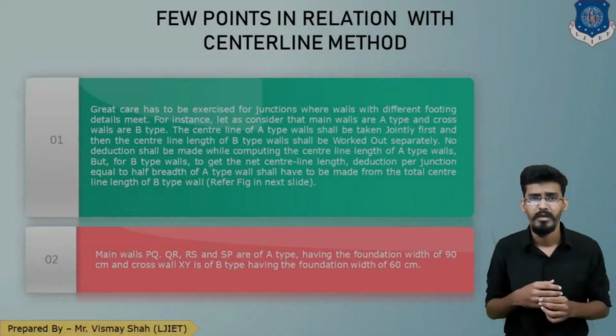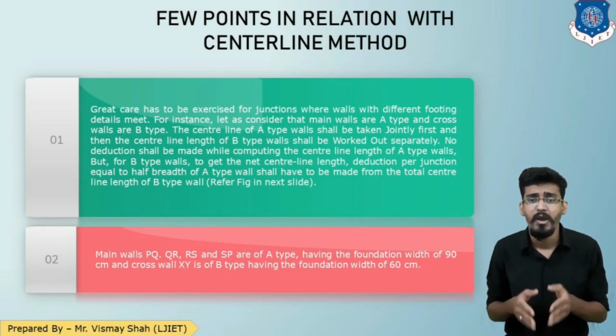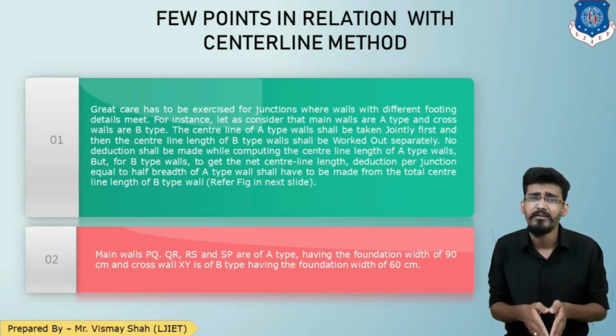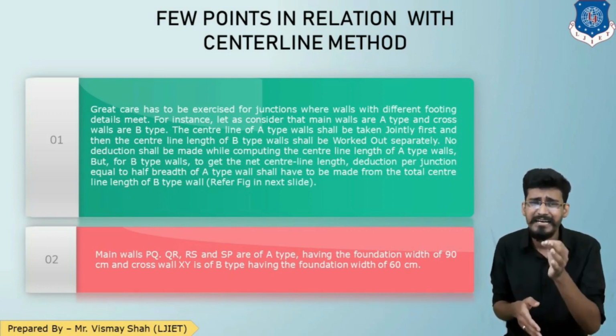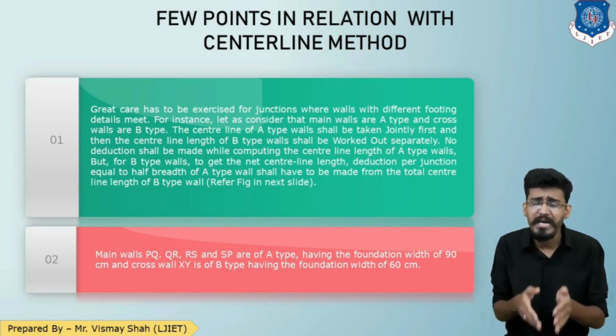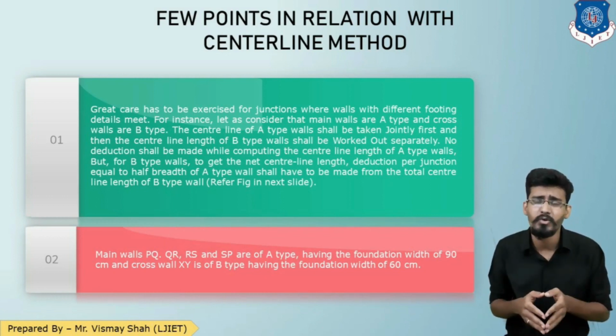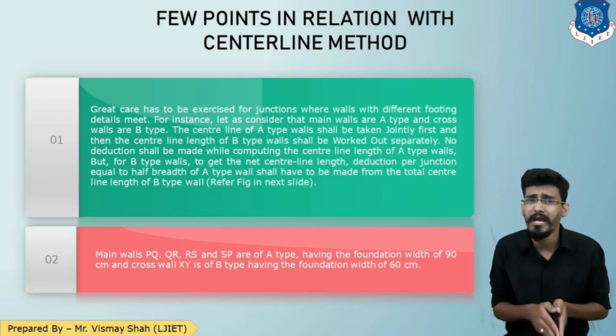Moving forward, greater care has to be taken for the junctions where the walls with different footings are made. For instance, let us consider that the main walls are A type and the cross walls are of B type. In such cases, the center line length of type A walls shall be calculated jointly first, and then the center line length of B type of wall shall be worked out. No deduction shall be made while calculating the total center line length of the A type, but while calculating the total center line length of the B type wall, you need to deduct the junction, and for each junction you need to deduct half breadth.